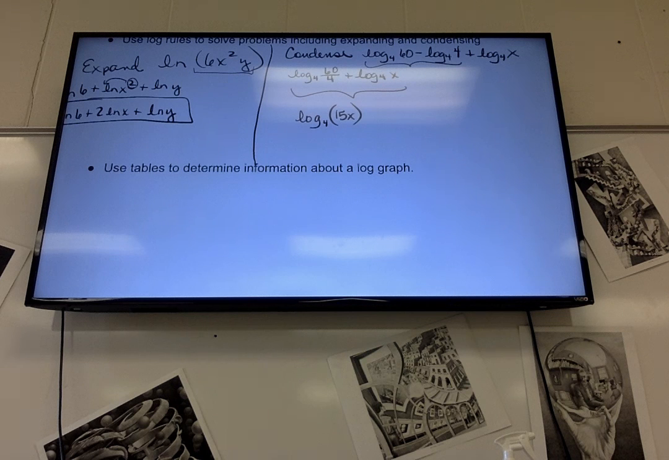Use tables to determine information about a log graph.